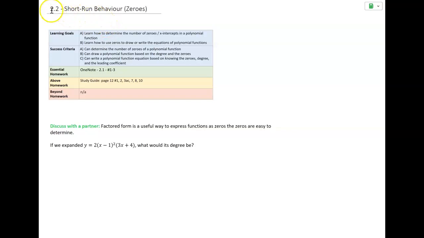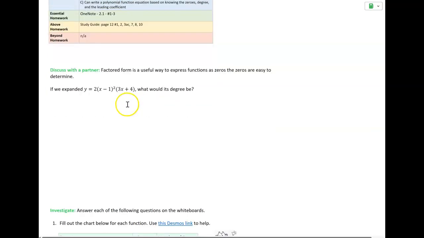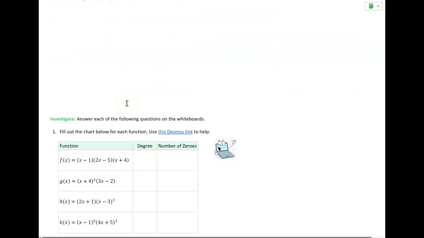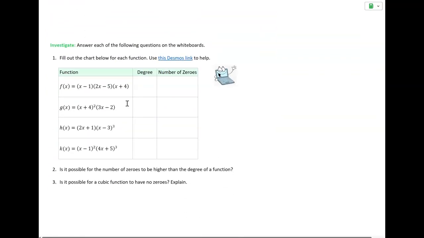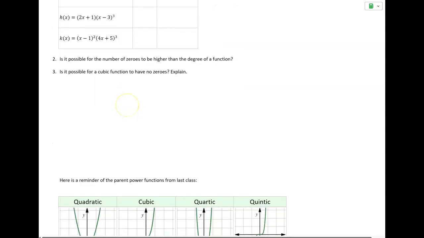Hello class, today we're going to talk about 2.2, the short-run behavior of polynomial functions. Specifically, what we're looking at are the zeros or the x-intercepts of these polynomial functions. I encourage you to read the Learning Goals and success criteria for this lesson, and don't forget to work through the warm-up to make sure you really understand the foundations you need for this lesson.